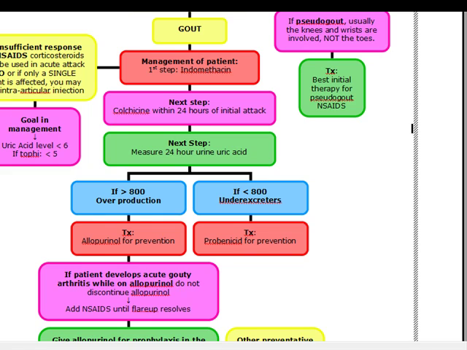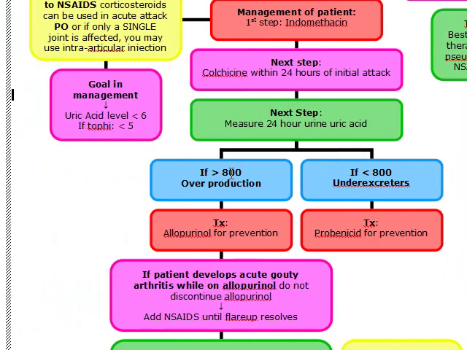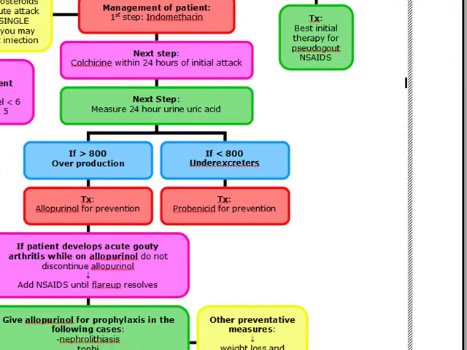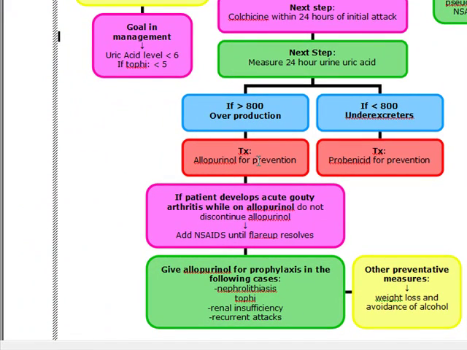Now, if the patient has a urinary excretion over 800 milligrams per day on an unrestricted diet, this patient is an overproducer. And overproducers of uric acid get allopurinol long-term for prevention. Now, a question they commonly ask on the test is, a patient developed acute gouty arthritis while they were on allopurinol. Remember, one of the choices may be discontinue allopurinol. We don't want to discontinue allopurinol, okay?